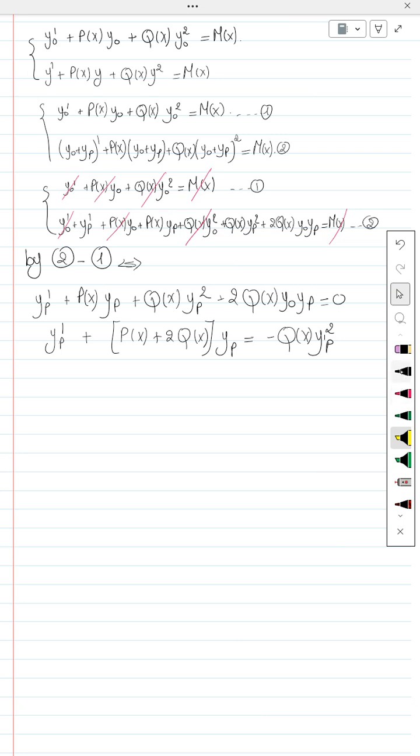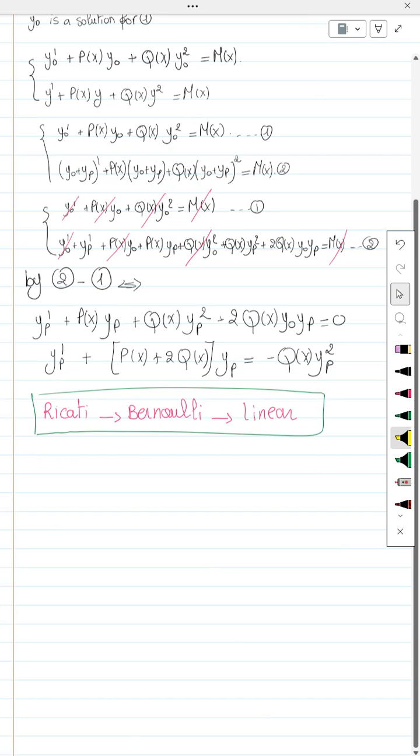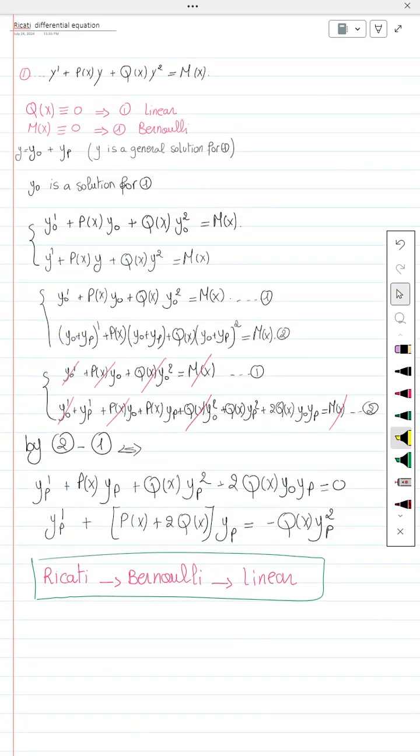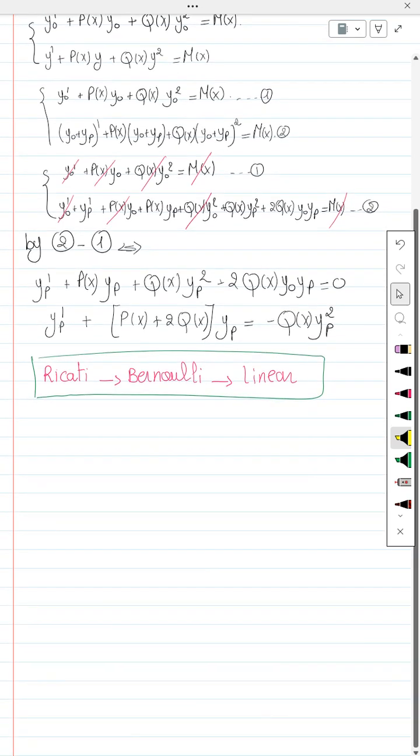Now just to remind you, Riccati becomes Bernoulli, and Bernoulli becomes linear. Wherever you are, you need to use this rule. Now we are going to solve just one example, since it is the same as Bernoulli and linear, and we are going to give you a particular solution.